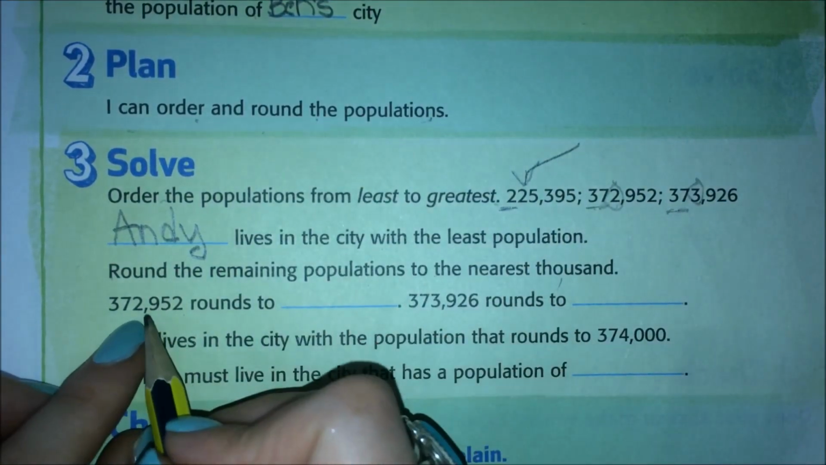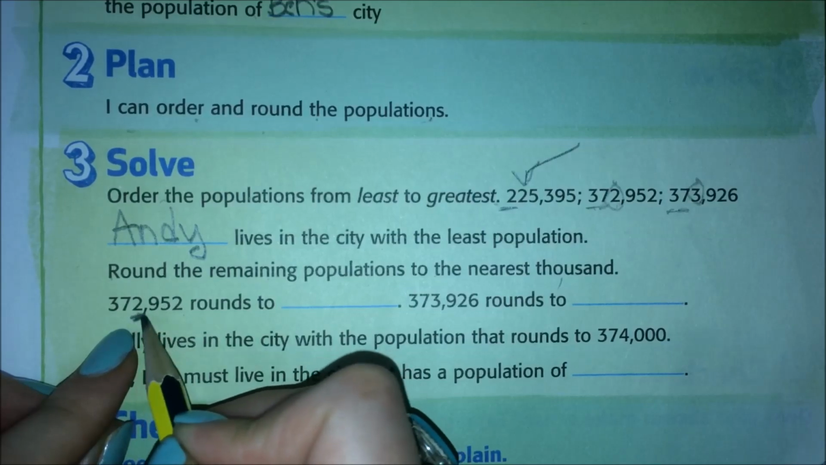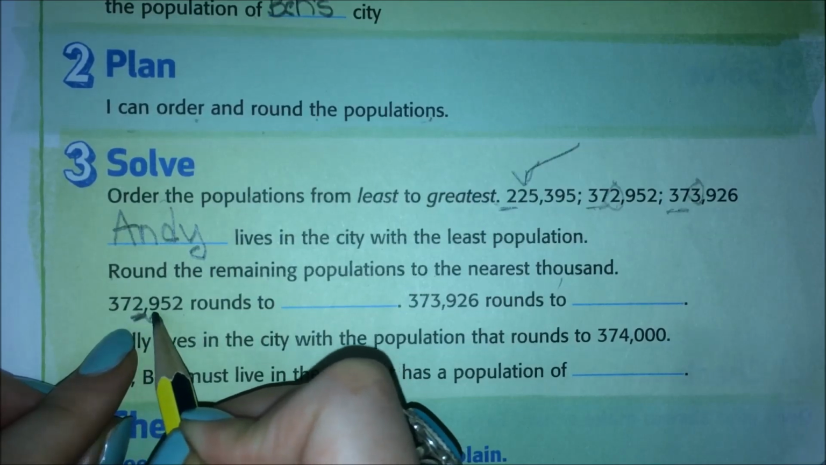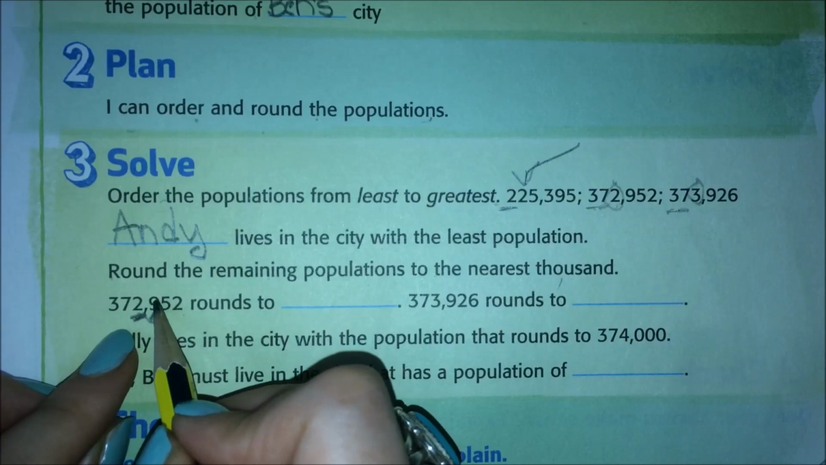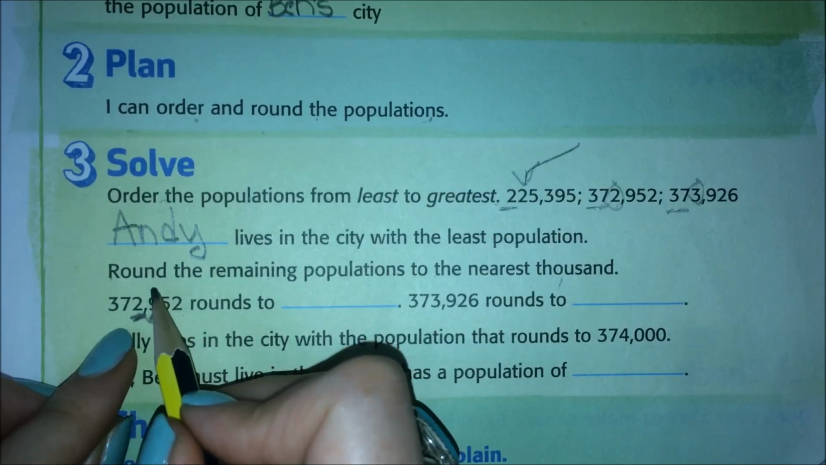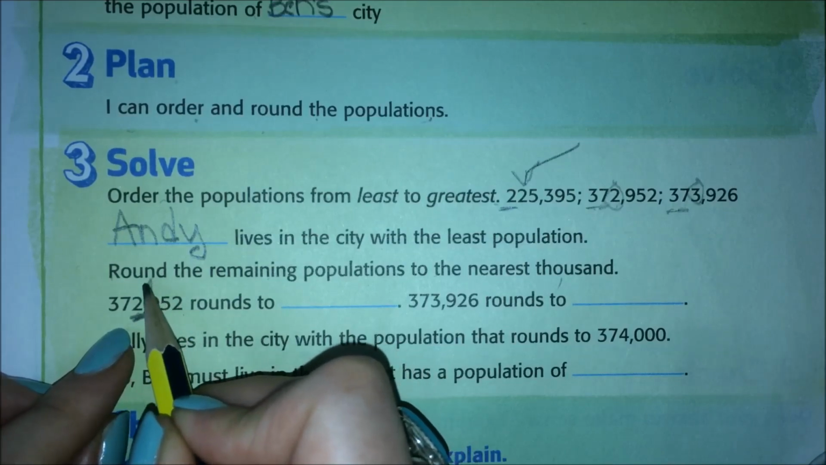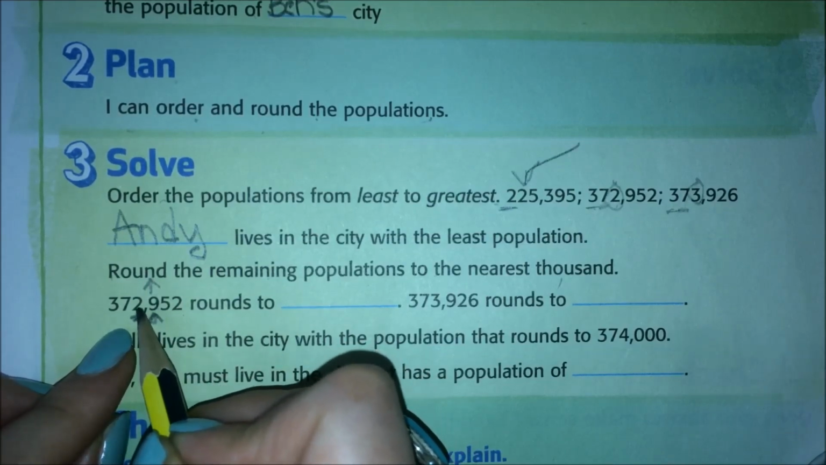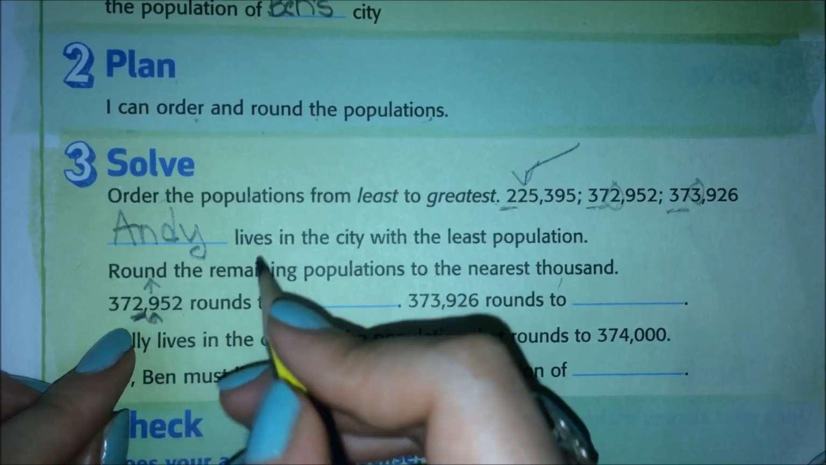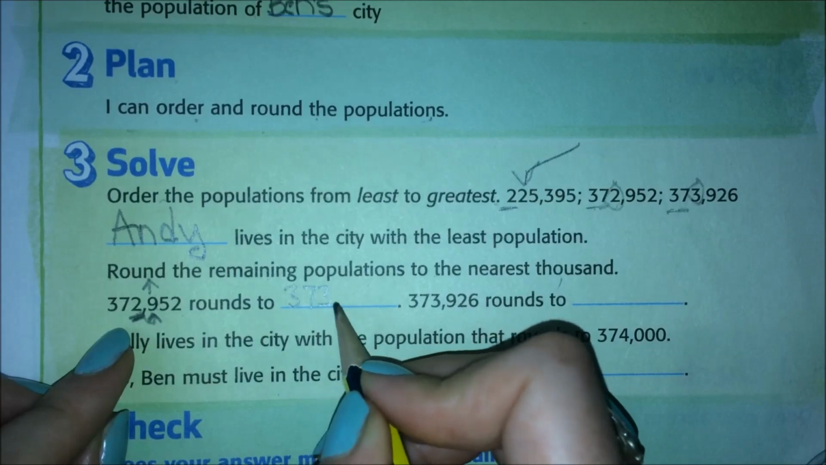So let's see. Okay, to the nearest 1,000. So we're looking at the thousands place, and we always need to look at the digit that's 1 to the right and think, okay, is it 5 and up, push it up, or 4 below, sink it low? And we have a 9, so we're going to push it up. So that means that this number is going to turn into a 3. 373,000.